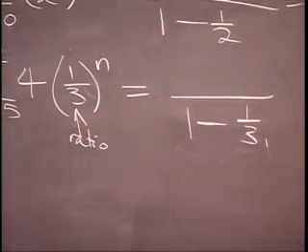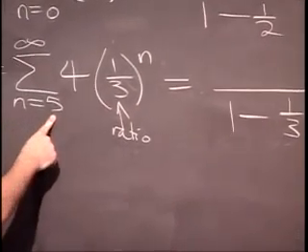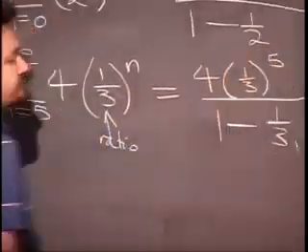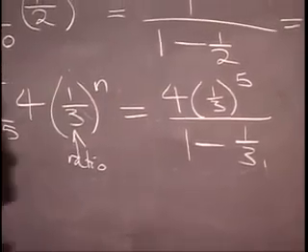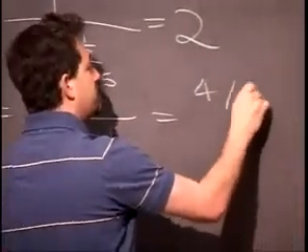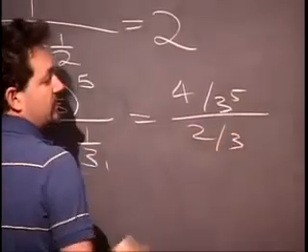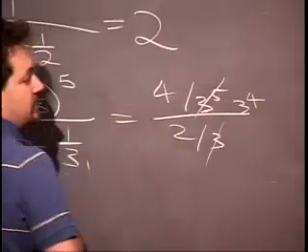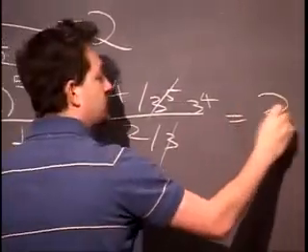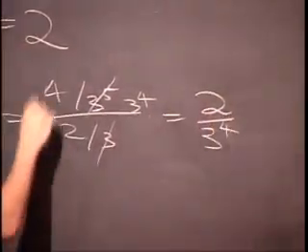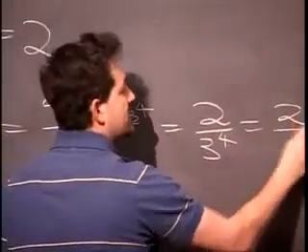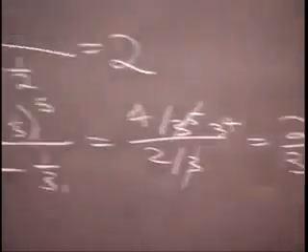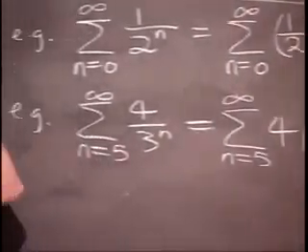so everything is cool. Plug in n equals 5 to get the first term, and you get 4 times 1/3 to the power 5. This is worth simplifying. 4 over 3 to the 5 over 2/3. We can certainly cancel out 1 power of 3, and you'll get 2 over 3 to the 4 after you cancel the 4 and the 2 as well, which is 2 over 81. So this series not only converges, but we know it converges to 2 over 81.